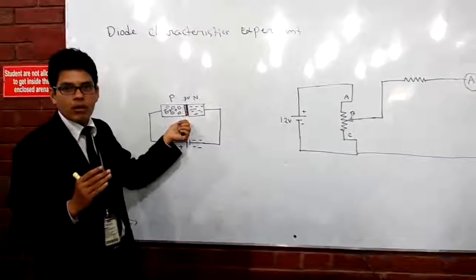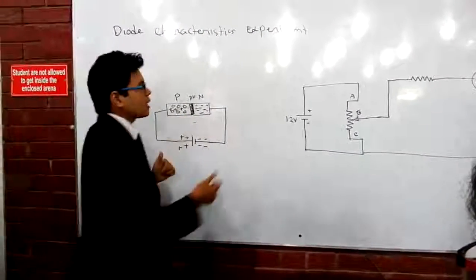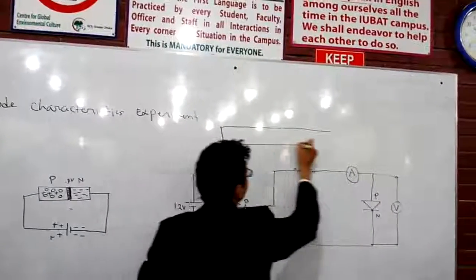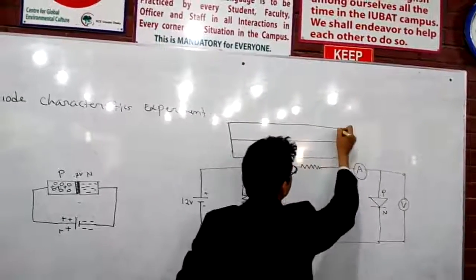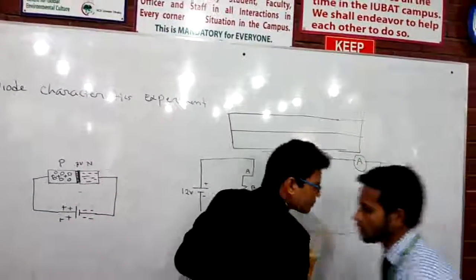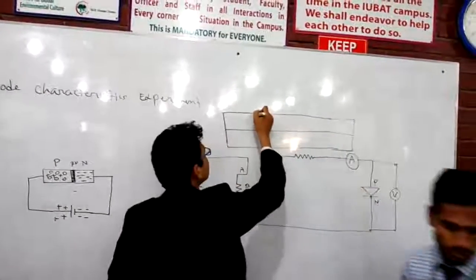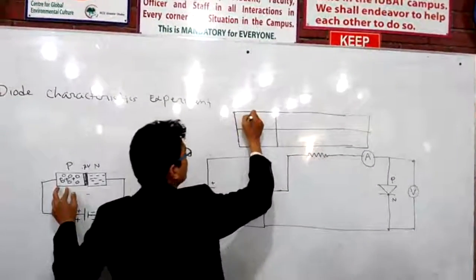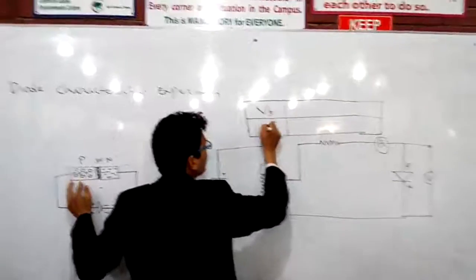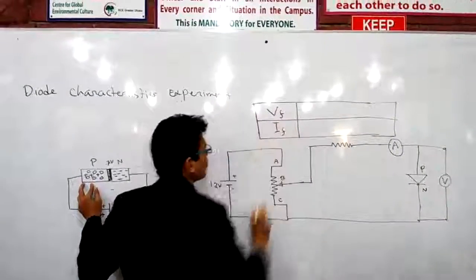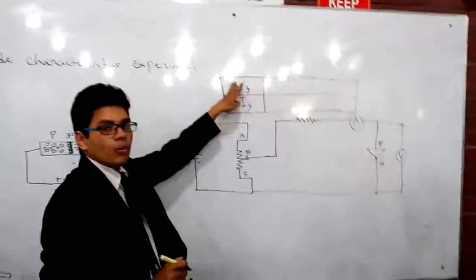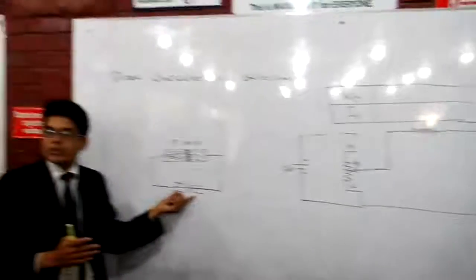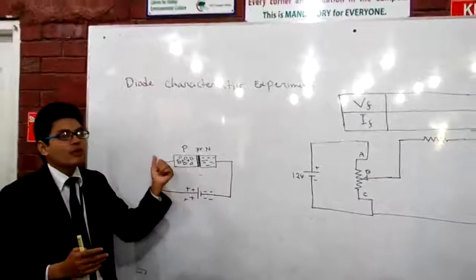We'll start from 0.1. First of all, we will apply 0.1. So let's draw a table. This table we will make today. Okay, listen. So that is forward voltage VF, and that is forward current. Why is this one called forward voltage? Because while we are taking the values, the diode is in forward bias state.